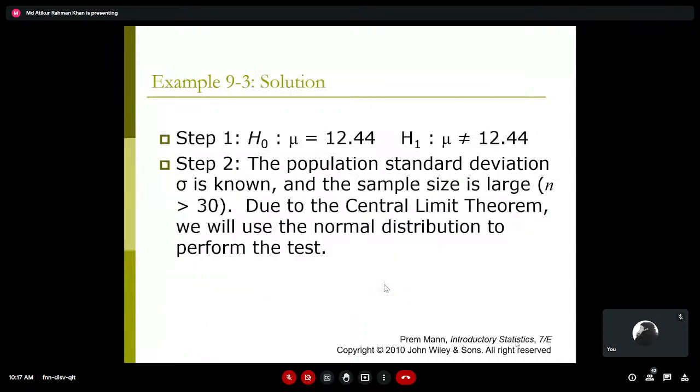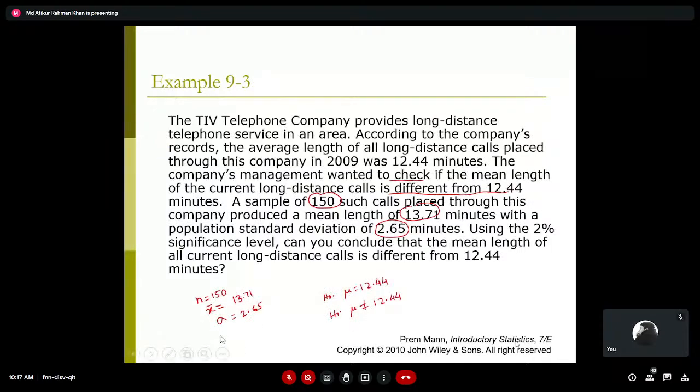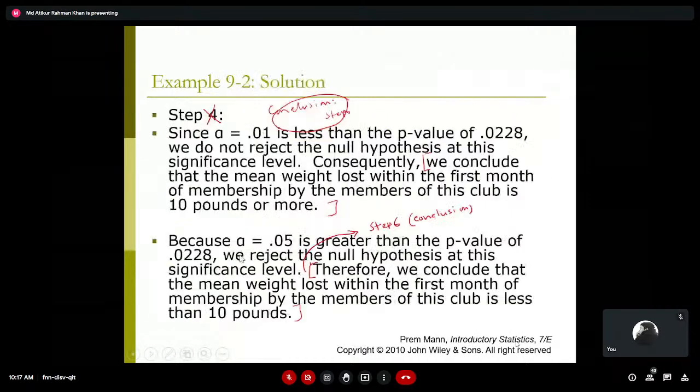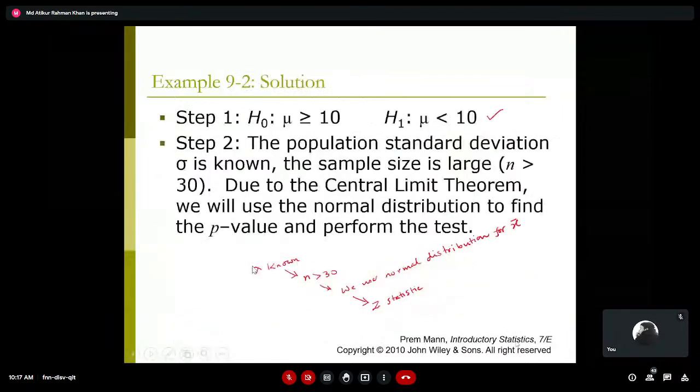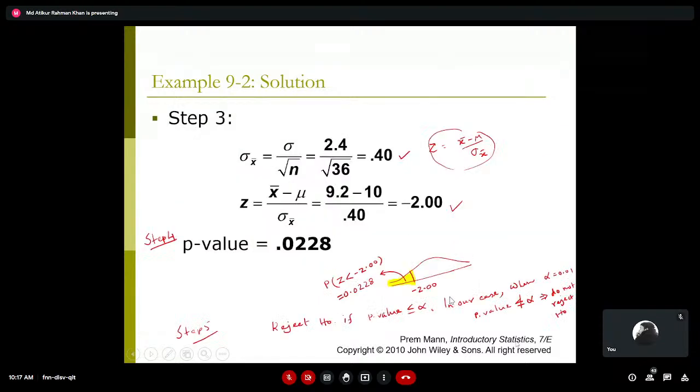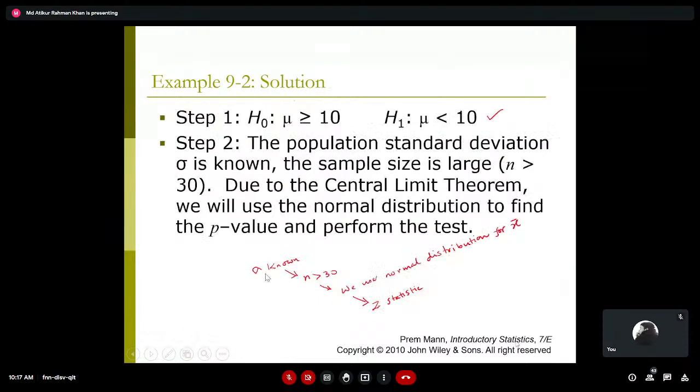Okay, so look at that. Step 1 is done. Now step 2. See here, sigma known, n greater than 30. So what shall we do? Same procedure here. Sigma known, n greater than 30, so use normal distribution for x bar, and we calculate the z statistic. You can write by using a flowchart like this, or you can also use a statement in that way. It's up to you.